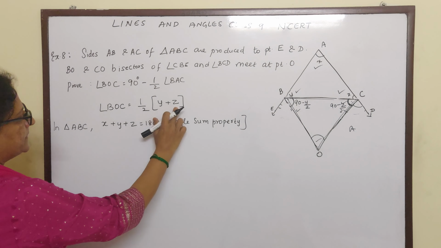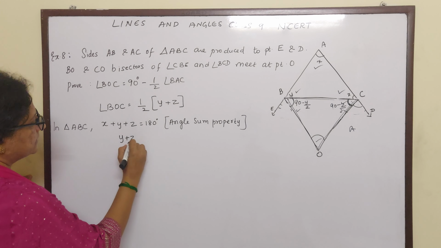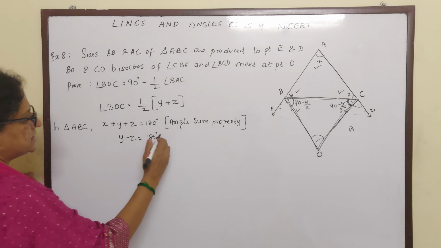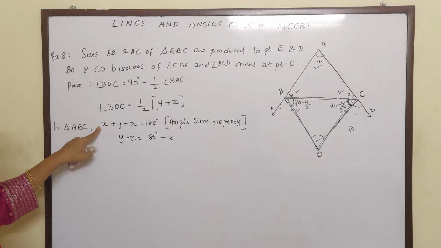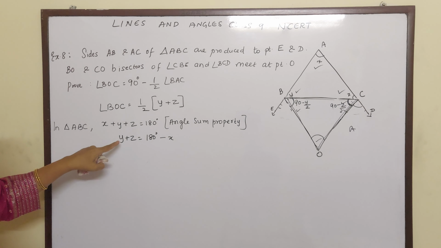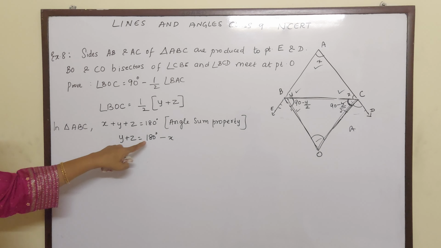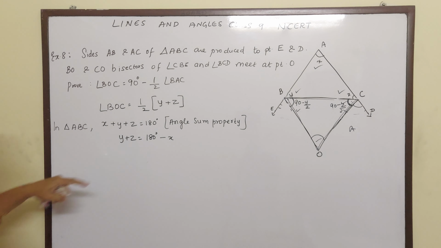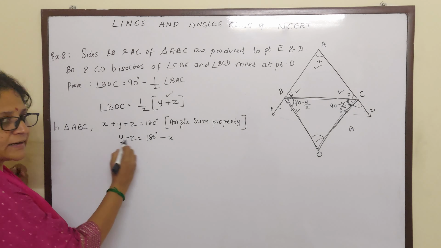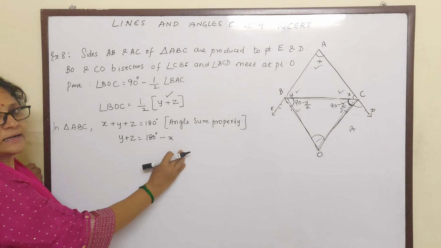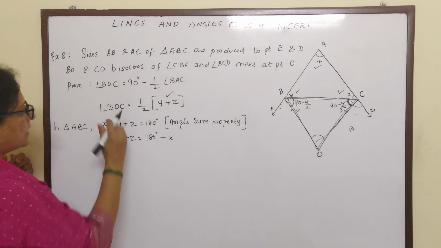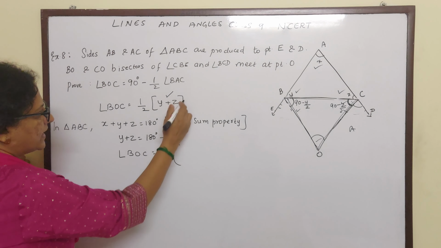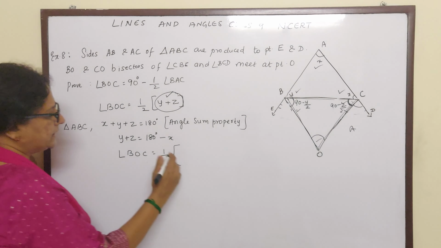Now if I want y plus z, I will keep y plus z here and 180 as usual wherever it is. If I transfer x here, it will become minus x, because x is carrying a positive sign. That means if I substitute the value of y plus z as 180 minus x here, I will get the answer. That is why I am doing this. I will not write y plus z, I will write 180 minus x, because these both are equal. So angle BOC is equal to half. Now in place of y plus z, what am I going to write? 180 minus x.